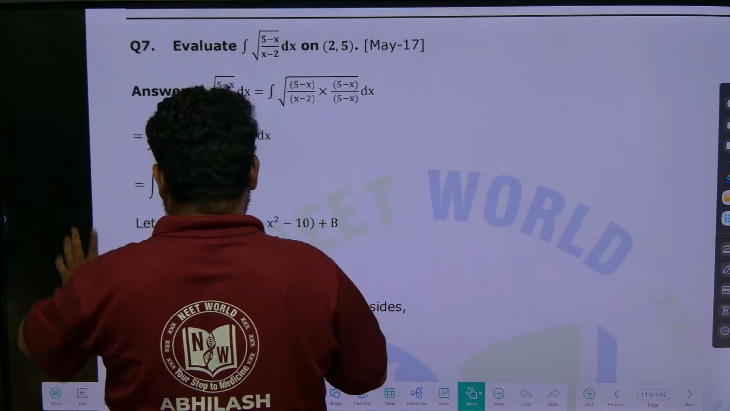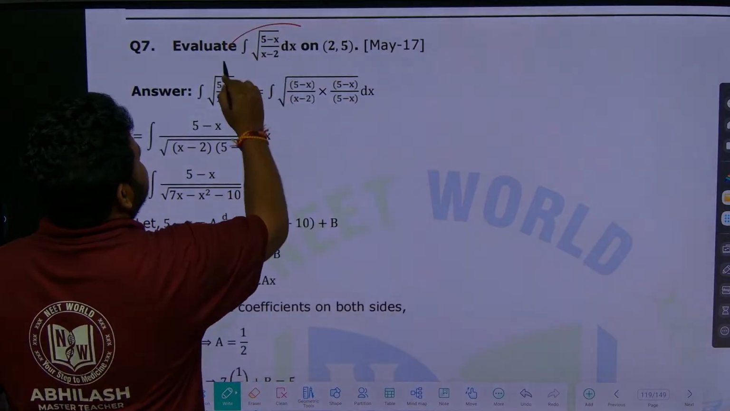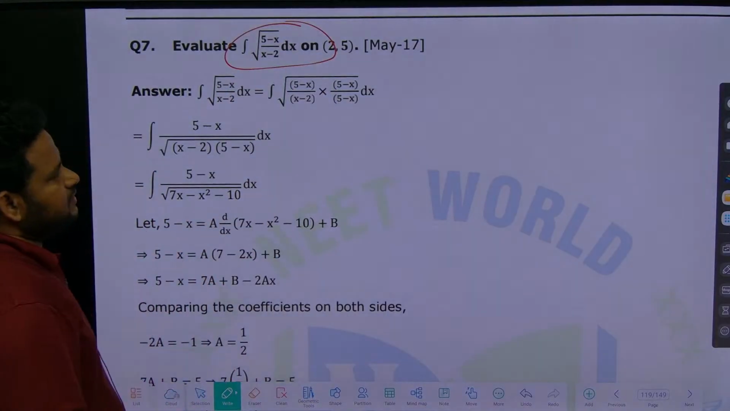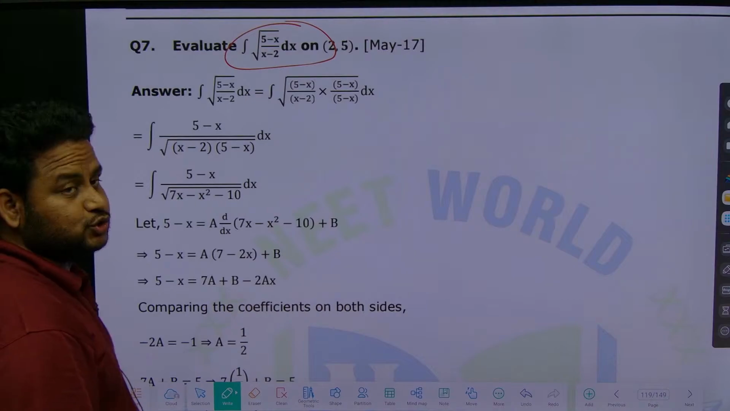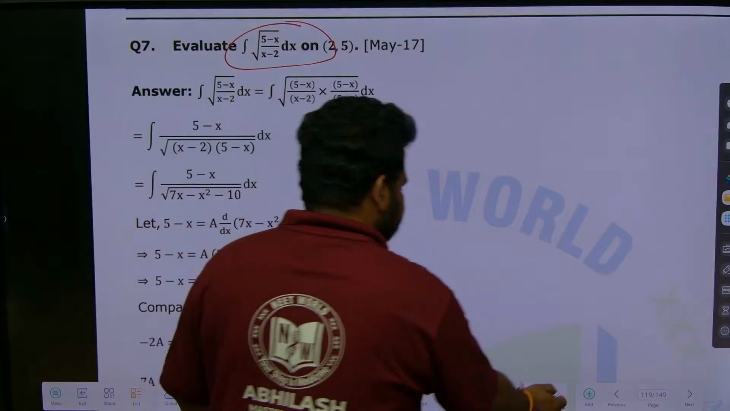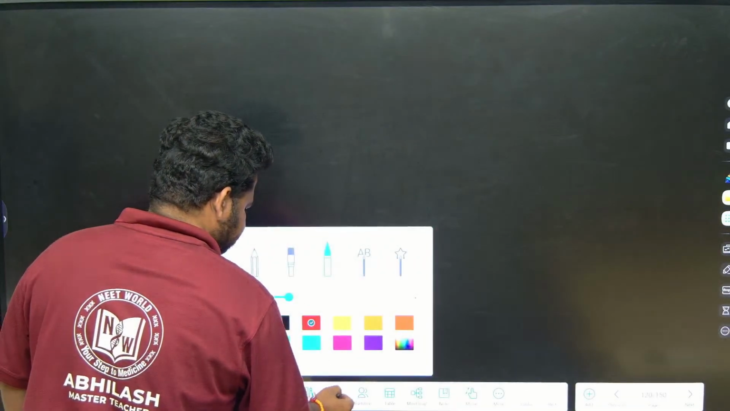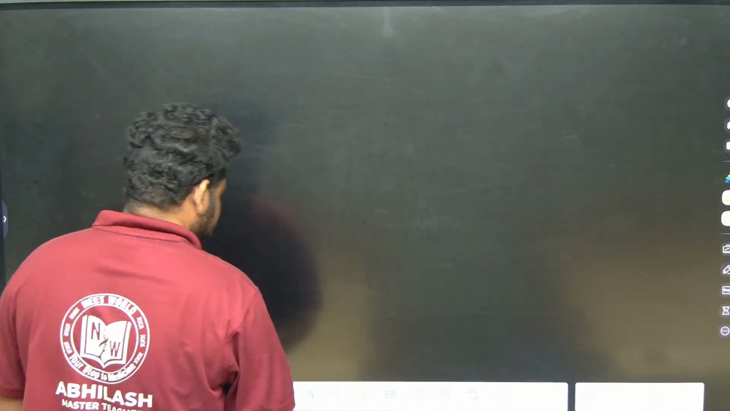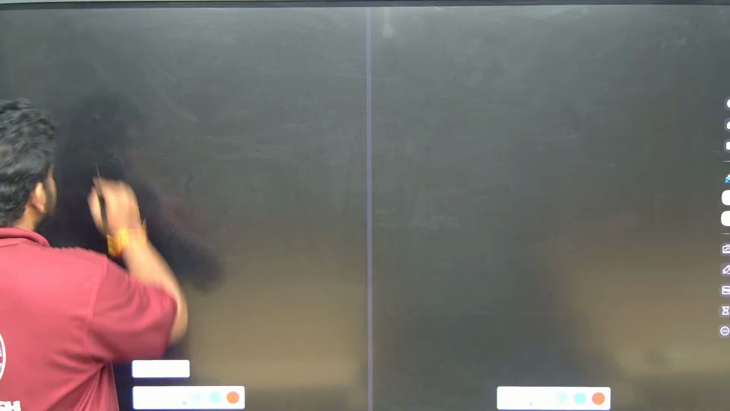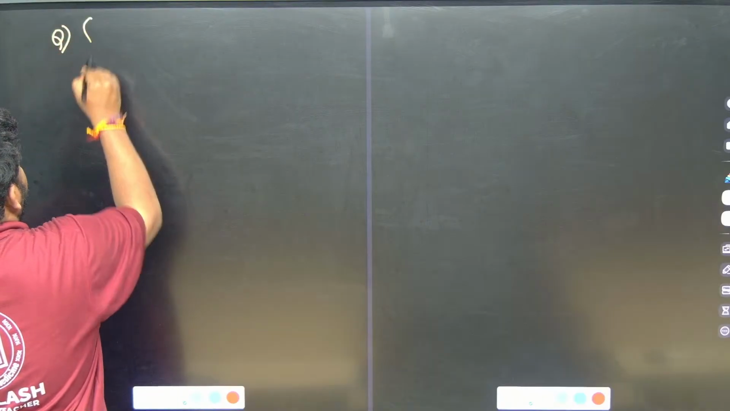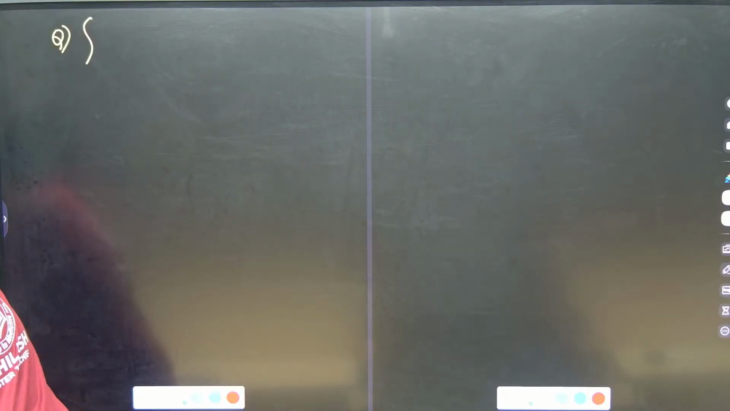So they are asking: evaluate the integral of square root of 5 minus x by x minus 2. This is the thing that they are asking. So let us take up this. Observe carefully. The question that is given is the integral of square root of 5 minus x by x minus 2.